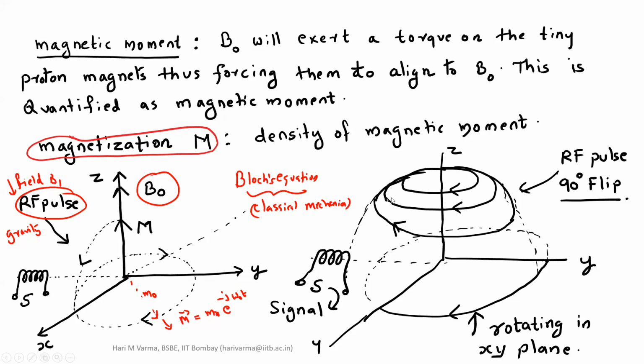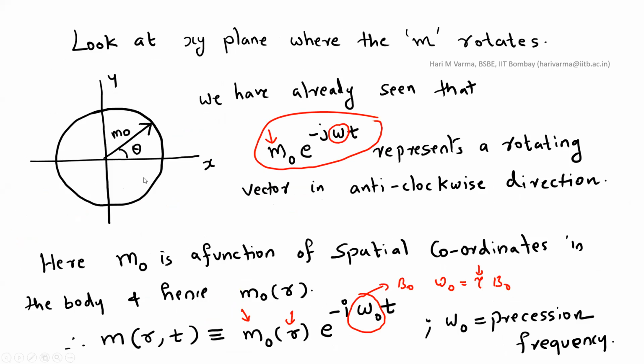I'm not going to look at the spiral rotation. I don't care about that right now. I'm only going to look at how this vector rotates in the XY plane. We already know that a vector rotating in the XY plane can be represented as e raised to minus j omega t, where the magnitude is M0 and it rotates with omega as the angular frequency. In our case, the magnetization is equal to M0 e raised to minus j omega 0 t, where omega 0 depends on the main field B0, through omega 0 equals gamma B0, where gamma is called the gyromagnetic ratio. The only thing you have to remember is that omega 0 is a function of B0. The larger the field B0, the larger my omega 0.